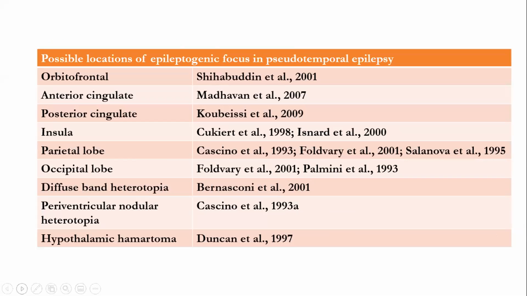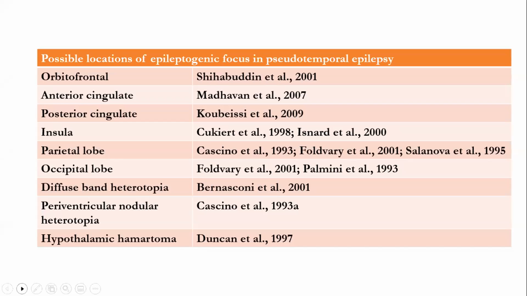So I've just listed all this published data. You can have orbitofrontal, anterior and posterior cingulate, insula, parietal lobe, occipital lobe. You can have diffuse band heterotopia, periventricular nodular heterotopia, hypothalamic hamartoma. All of these can propagate to the temporal lobe. And since these are all mesial structures or they are not close to the scalp, you may miss the electrical data on scalp EEG.